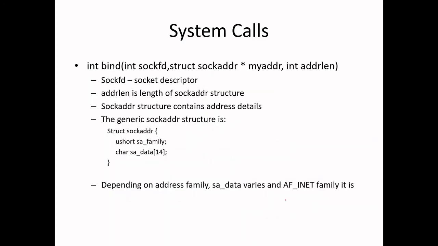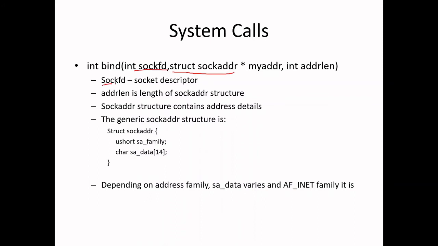The next system call is bind. We have already created a socket and got the file descriptor for it, which we will use as a parameter. That is our socket. We have to bind this socket to a particular address. So the address has to be specified, the IP address, and for that we have a standard data structure called struct sockaddr.